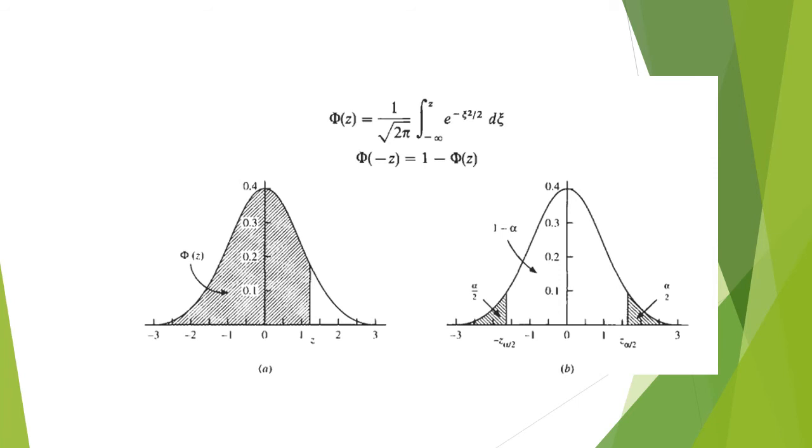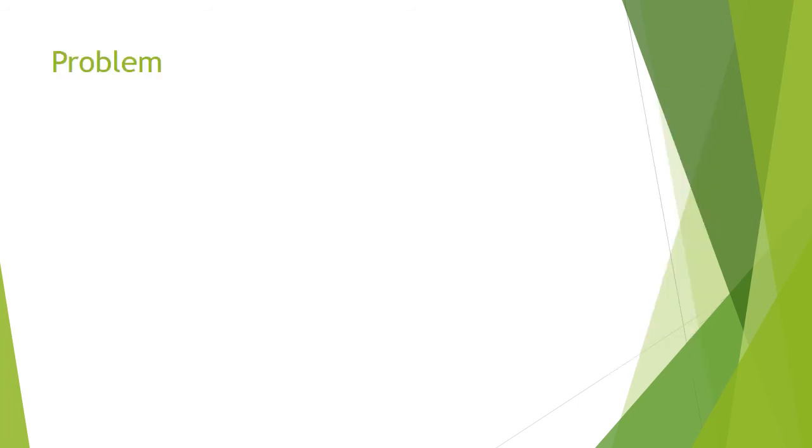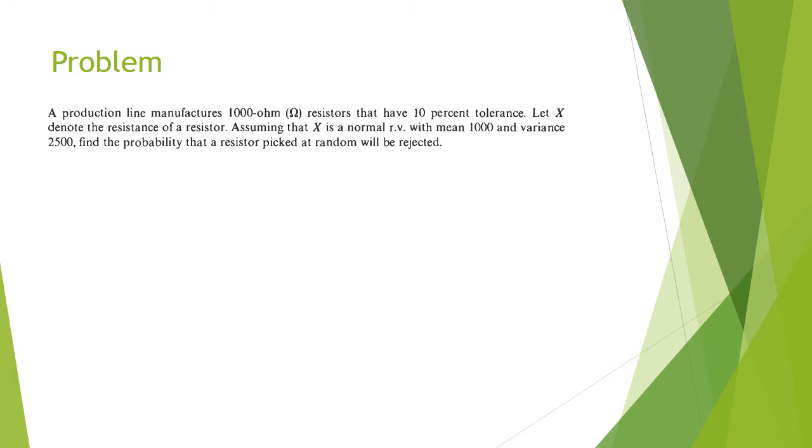Now this area, less than z, will be phi of z. So this area we know as phi of z, where z is positive. So this area will be total area minus phi of z, so that will be 1 minus phi of z. We'll understand this one while doing the problem.